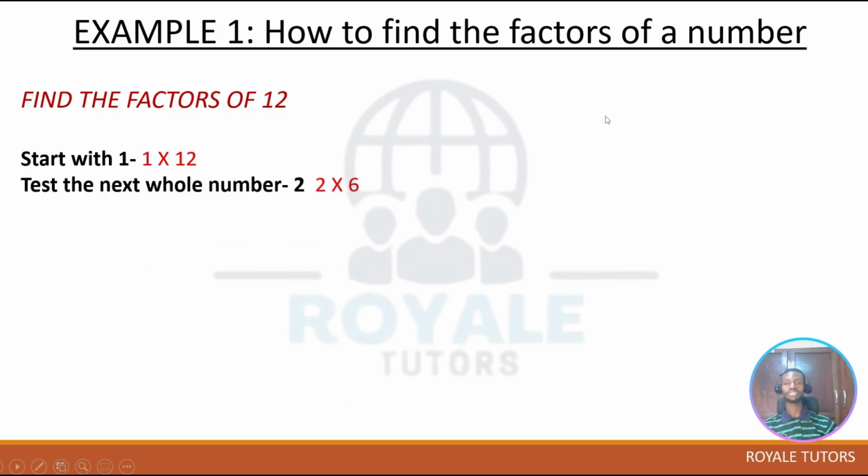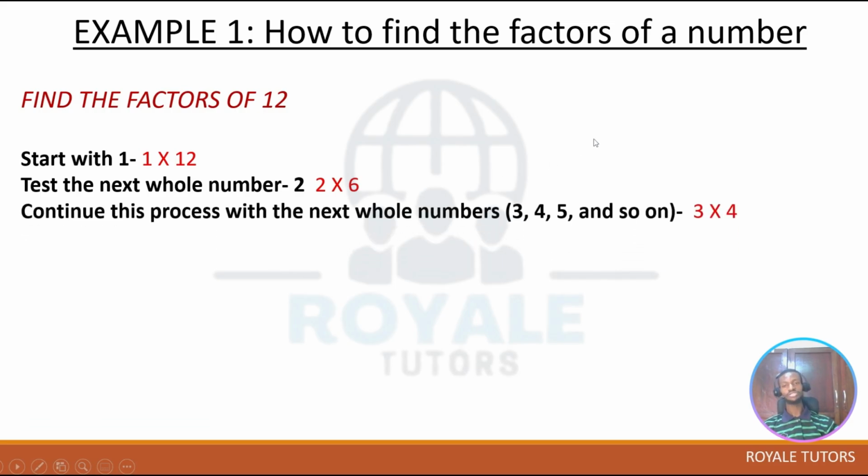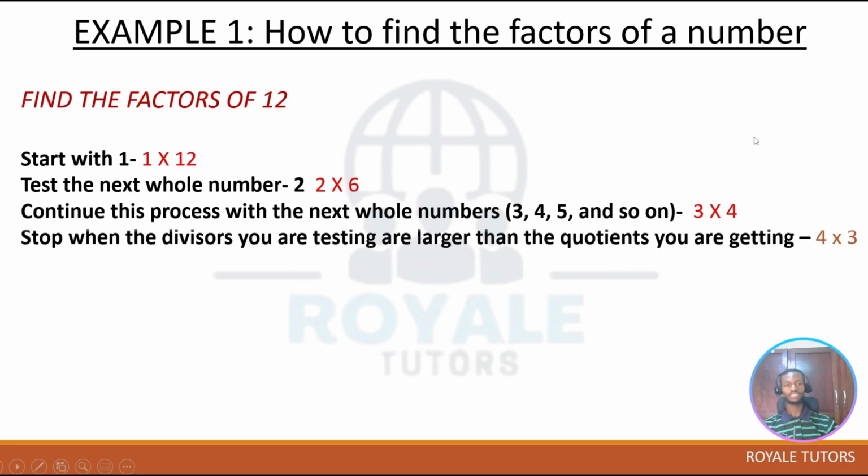Then the next step says test the next whole number, which is 2. So 2 divides 12 how many times? 6 times. So therefore we have 2 times 6. The next step says continue this process with the next whole numbers. But guess what? Only 3 divides 12 without remainder and without any form of repetition. So we have 3 times 4.